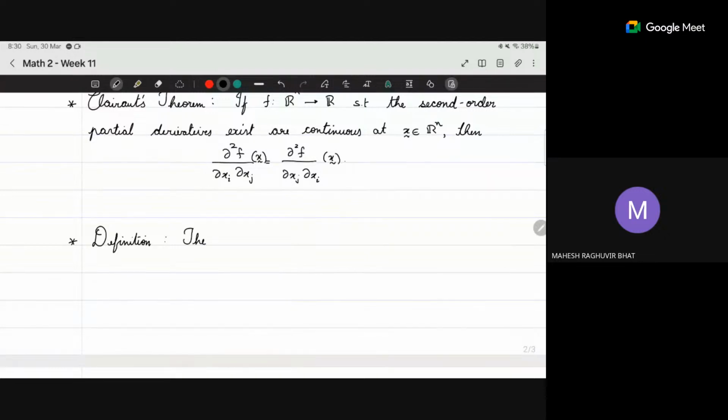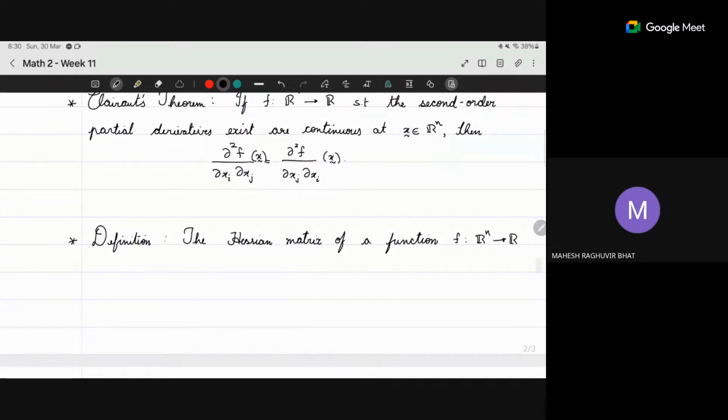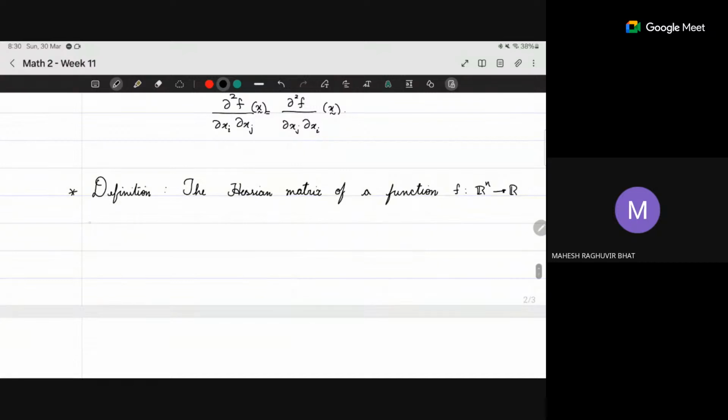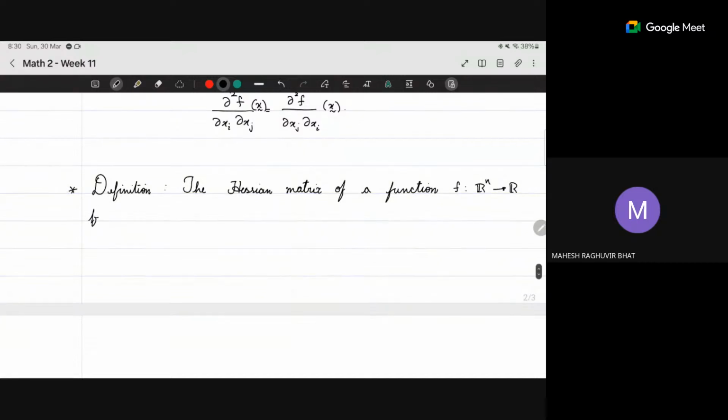Assume there is a function f from Rn to R in the background. The Hessian matrix of a function f, I'll just write it down anyway. To talk about this Hessian matrix, I need the second order partial derivatives to exist. So even if one doesn't exist, we cannot talk about this matrix.